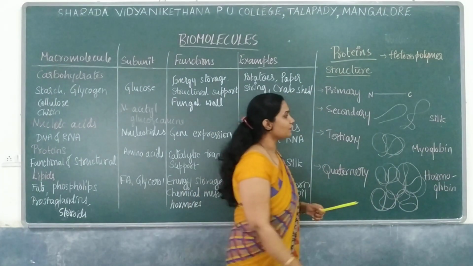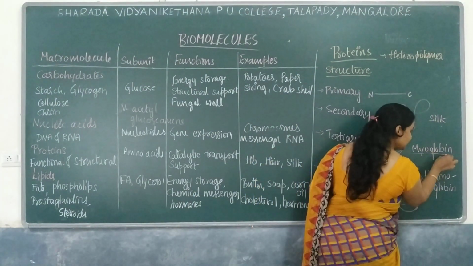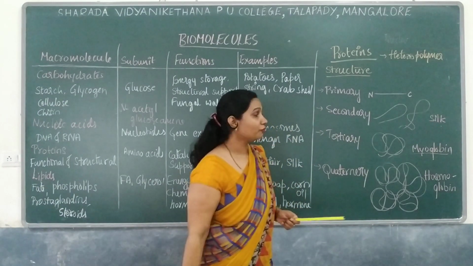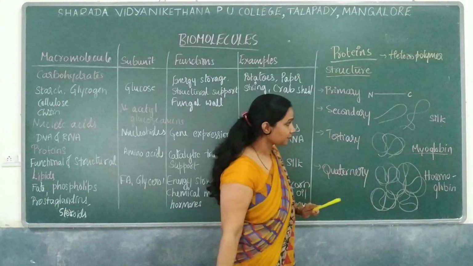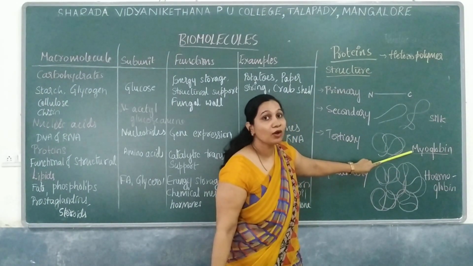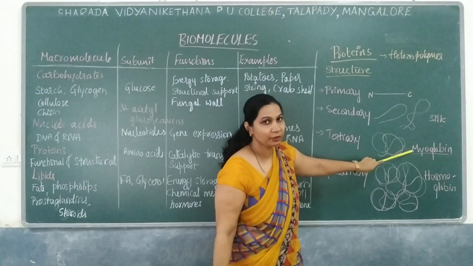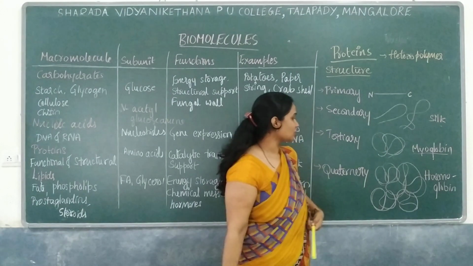So what is myoglobin? Myoglobin is a hemoglobin of muscles. So that is one of the very important hemoglobins of muscles. So it helps in the oxygen storage in our muscles. So that is tertiary structure.